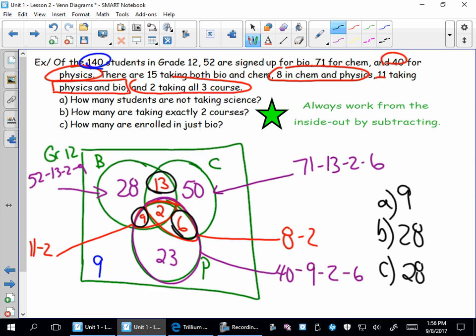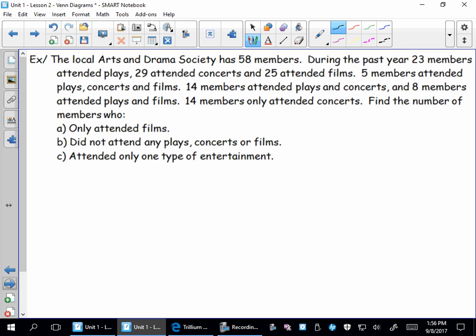Okay, there's a Venn diagram. I'm going to get you guys to try one, and then we'll be all finished with that. All right, here you go. One you're going to try. The local art and drama society has 58 members. Okay, 23 people went to plays, 29 concerts, 25 films. I got triple overlap going on here. Let's draw this out.